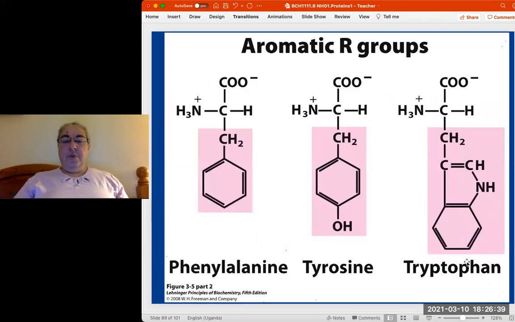Here is the grouping of aromatic R groups, so phenylalanine, tyrosine, and tryptophan. I remember these because each of the names has a Y in it, although it's somehow complicated because there are some others that have a Y as well, but all these three have a Y in their name.